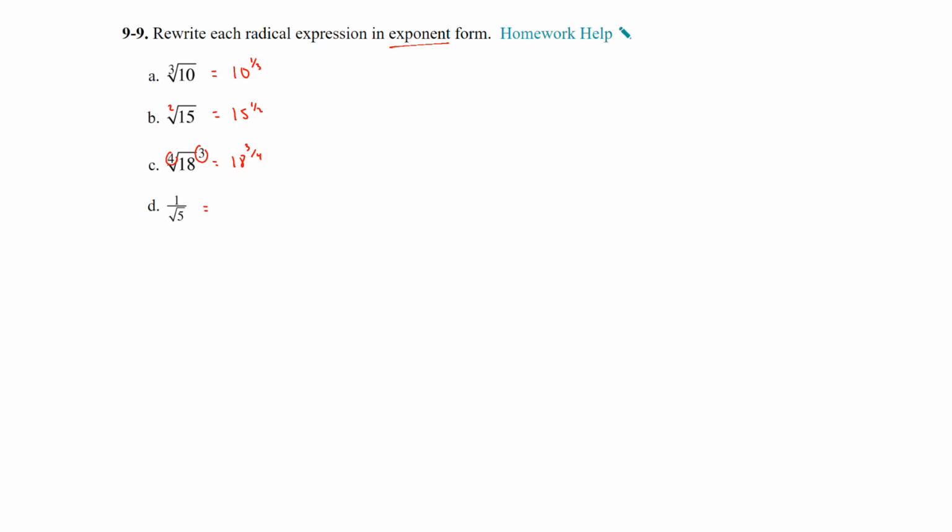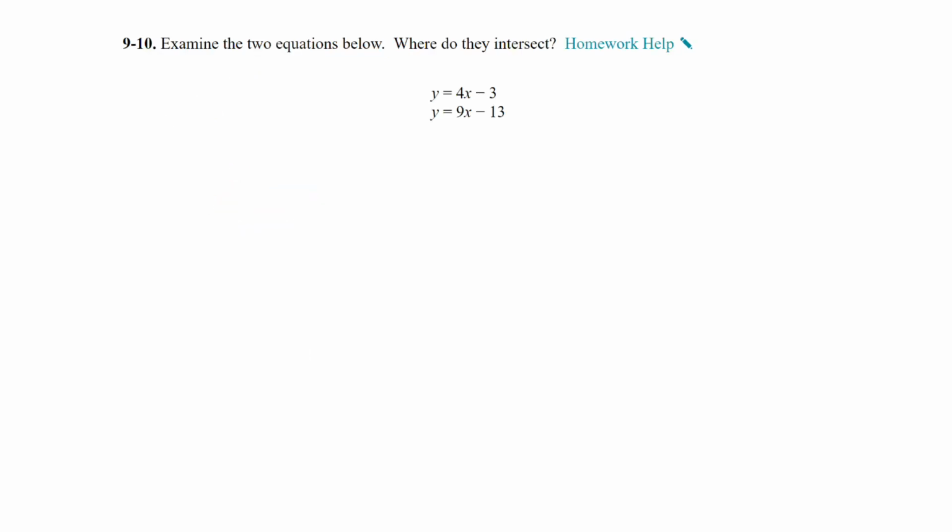And then on D, a little different here. We want to maybe rewrite this before we write it as an exponent, because right now as an exponent we could say 1 over 5 to the 1/2, but typically we don't want to leave that in the denominator, so we can rewrite that as 5 raised to the negative 1/2. But I think either one of those would be acceptable, because this one is a negative exponent, and a lot of times we talk about wanting it positive. So I would say either one of these would be okay.